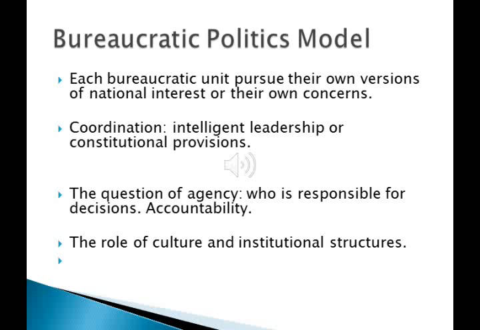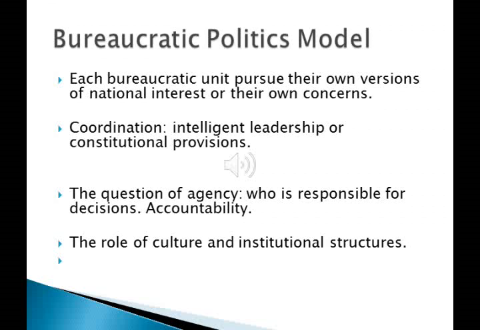Here we have the problem of coordination, and intelligent coordination needs intelligent leadership, or there will be a constitutional provision that will explain to us how we arrive at a decision in the case of conflict. So either we have the constitution that tells us what to do in a situation of disagreement, or we have an intelligent leader who can maneuver and coordinate between the members of the group.